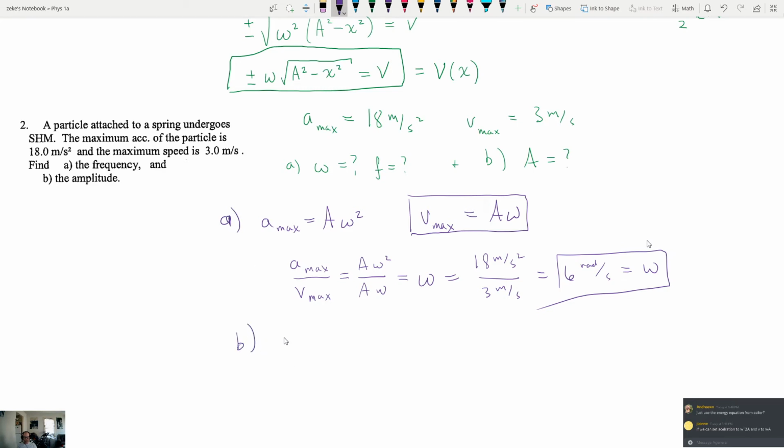Part B, we would take, yeah, we know what Vmax is. So if we take Vmax and we divide by omega, that should give us A, according to that equation. So Vmax was equal to 3, and omega is 6. So A would be 0.5 meters, or 50 centimeters.